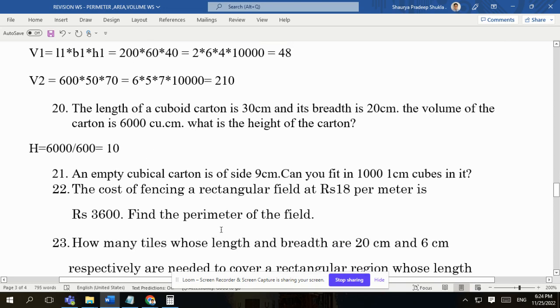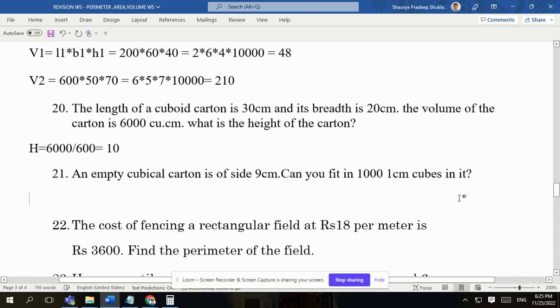Next problem. An empty cubical carton of side 9 centimeter. This problem I think we have already solved, I think it was in your book also. See what they are saying. There is an empty cubical carton of side 9 centimeter. So what will be the volume here? It will be 9 multiplied by 9 multiplied by 9. 9 nines are 81, and 81 multiplied by 9 is 729.